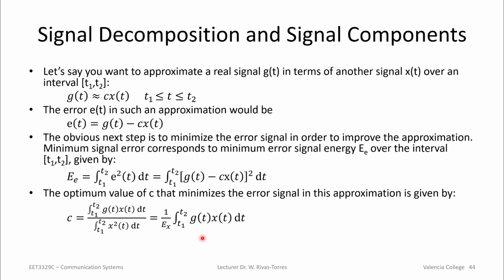Okay, and this is quite a remarkable thing, right? So if I want to approximate a signal by another one, and all I have is the one control, c, a constant c, this is what I need to determine in order to minimize that error. And let's look at an example, okay?